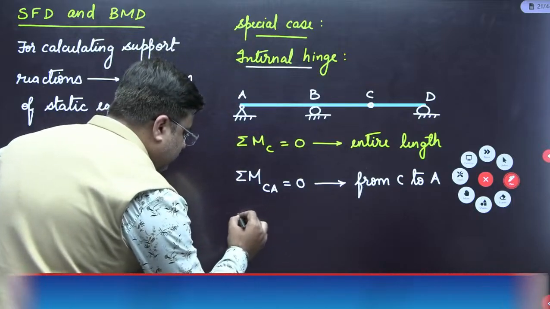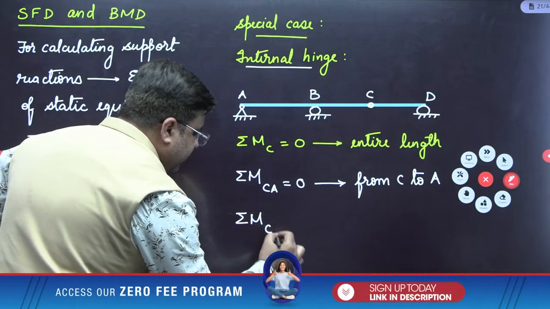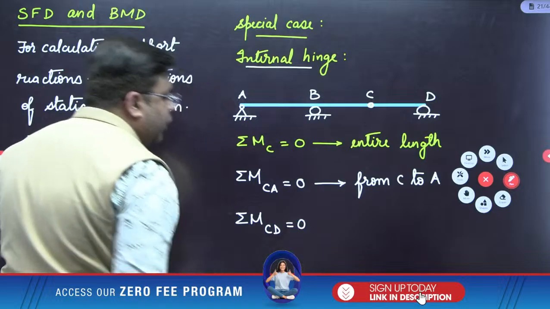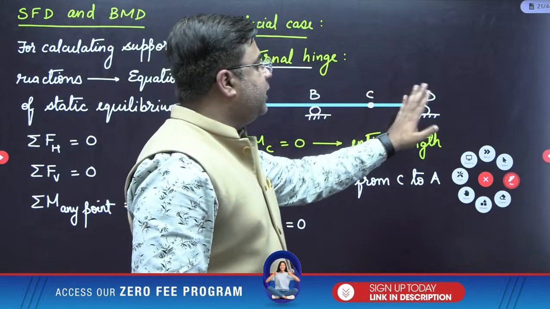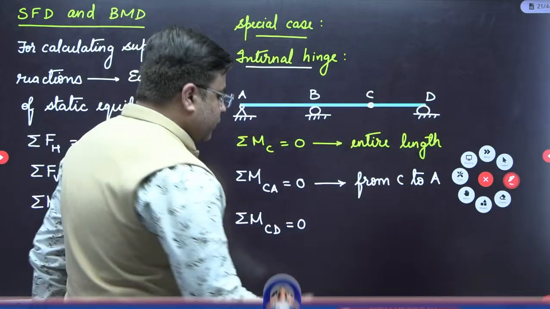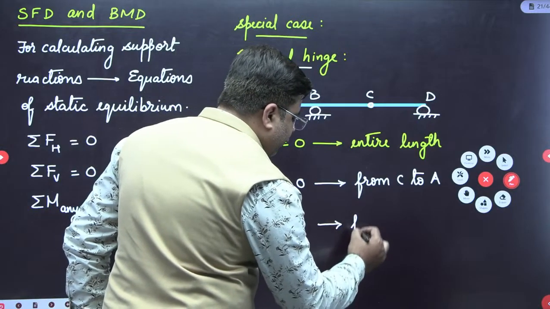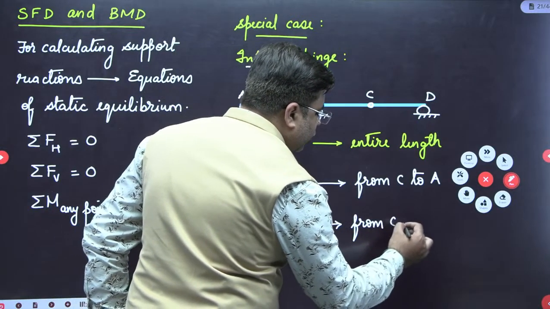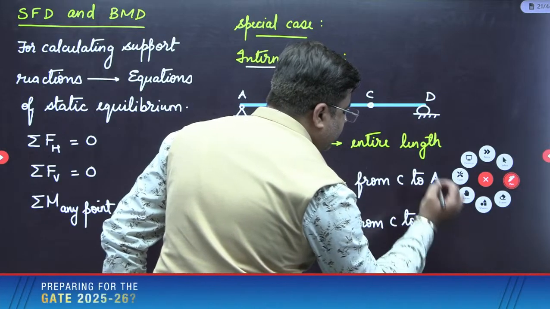Similarly, when you write down summation of moment about C on portion CD equal to 0, it means you have to stand at C and observe only the right side. So from C to D you need to move, right?